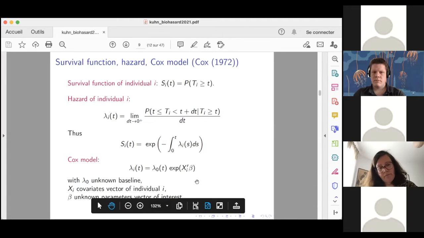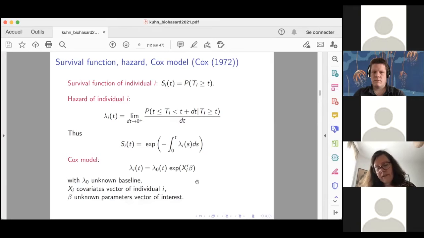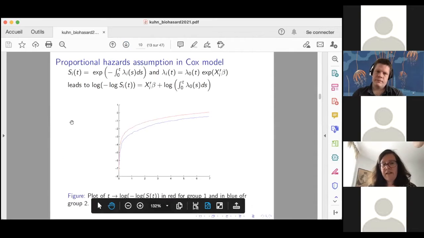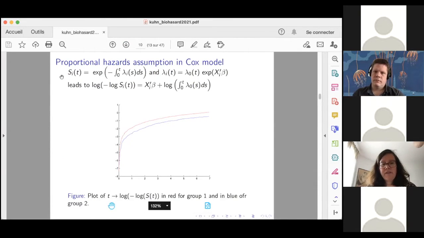So there is some inherent hypothesis to this Cox model, which is called the proportional hazard assumption. Indeed, I recall that I have this expression of the survival function in function of the hazard. And in the Cox model, we have the hazard, which is equal to this formula. So this leads to this type of equation. Okay, and so you can see that here you have a quantity which depends on t, and the dependence on t is present here only, and not in the covariate part here.